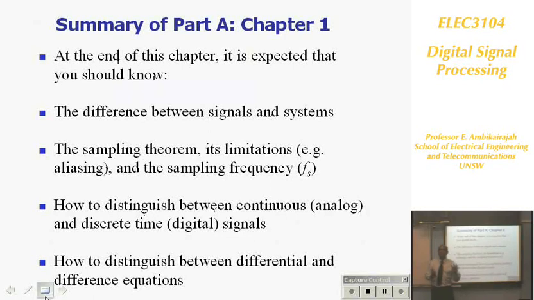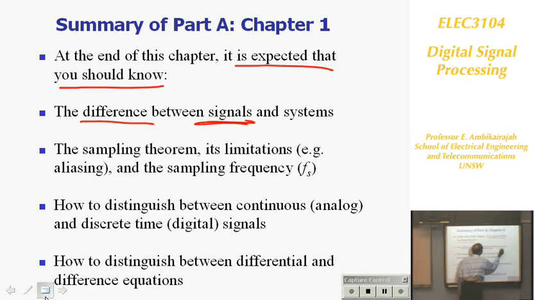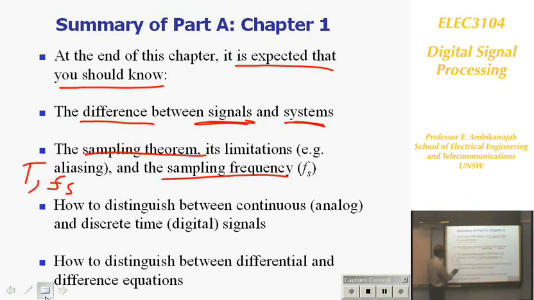Let's look at a summary of what I have done. This is the last couple of slides. At the end of this chapter, you are expected to know this. What? The difference between signals and system. What's the signal, what's the system? You should know. Sampling theorem. What is sampling period? Sampling frequency. What is T? What is Fs? Aliasing. Aliasing is a terminology we haven't used yet, which is distortion.